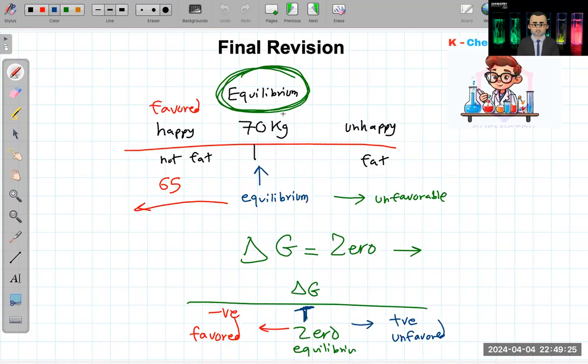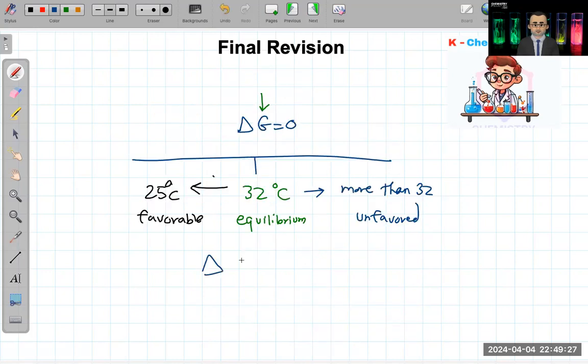How do I get it usually? Always put it the same way. Delta G is equal to delta H minus T delta S. And what will you put for G? 0. Then you find the temperature. He will always ask you, what is the temperature at which you are in between favored and unfavored?